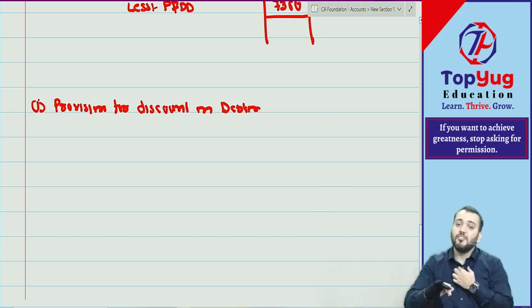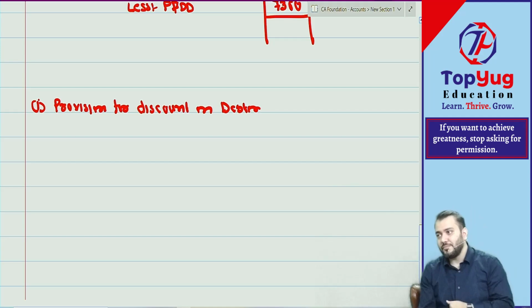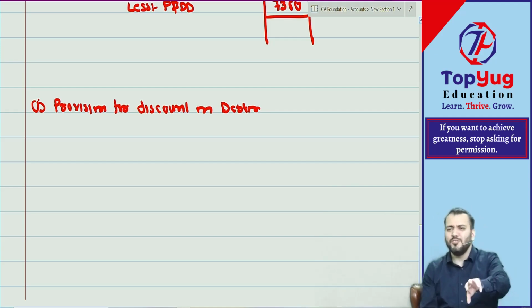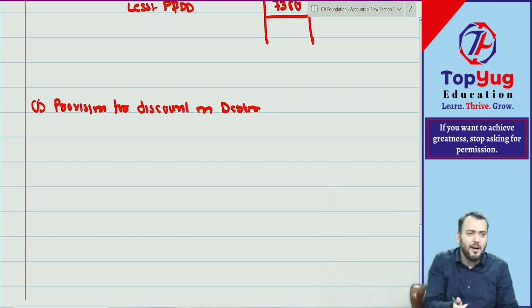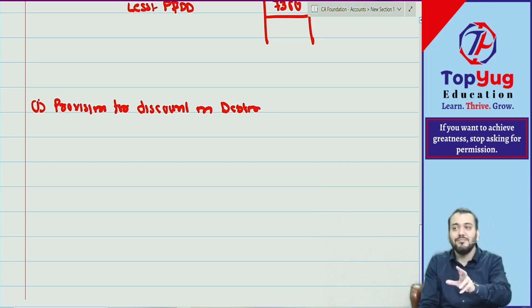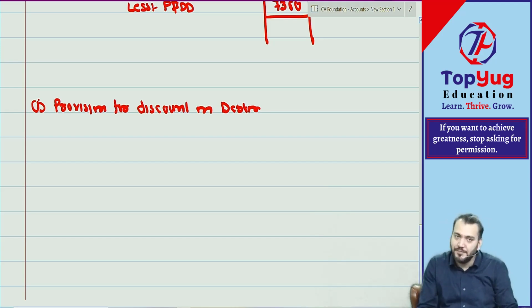Correct. Provision for discount on debtor. It is similar to provision for doubtful debt. But from the exam point of view, the more popular transaction is provision for doubtful debt. Sometimes they also ask provision for discount on debtor.